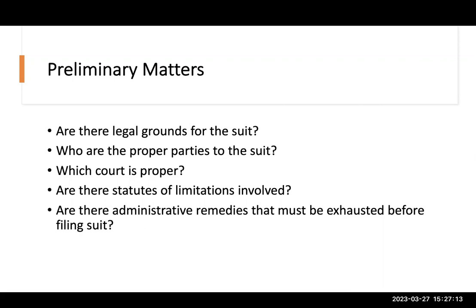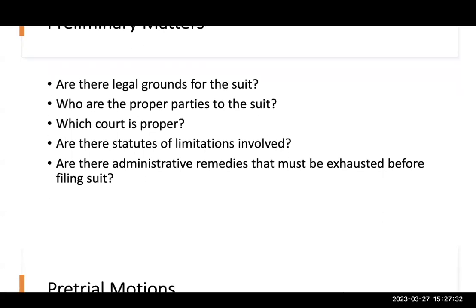An example of an administrative remedy would be if you want to file a lawsuit against a governmental entity in California, you're required to file a claim. Unless you go through that claims process, you are not allowed to file a lawsuit.